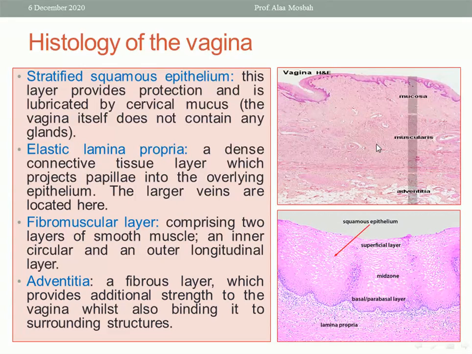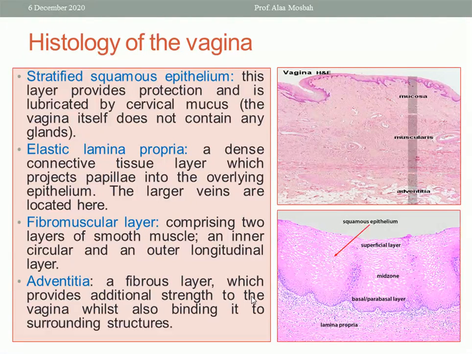What is the histology of the vagina? Please look at the picture. From inside to outside, the epithelium, which is stratified squamous epithelium. We call it vaginal mucosa or vaginal skin. Then the lamina propria, here you can see it. A dense connective tissue layer which projects papillae into the overlying epithelium.